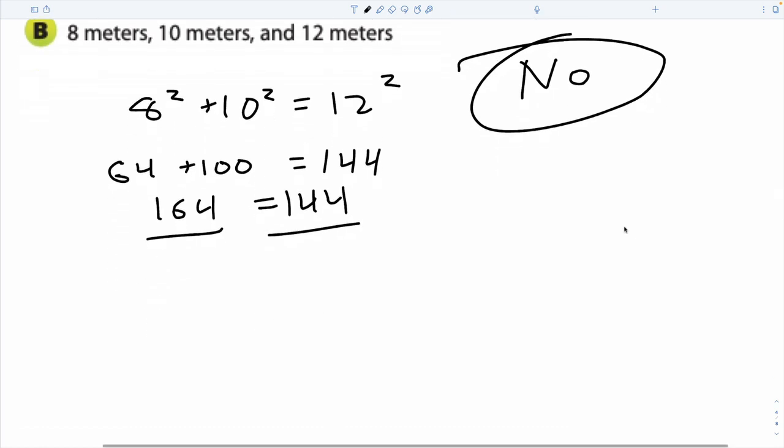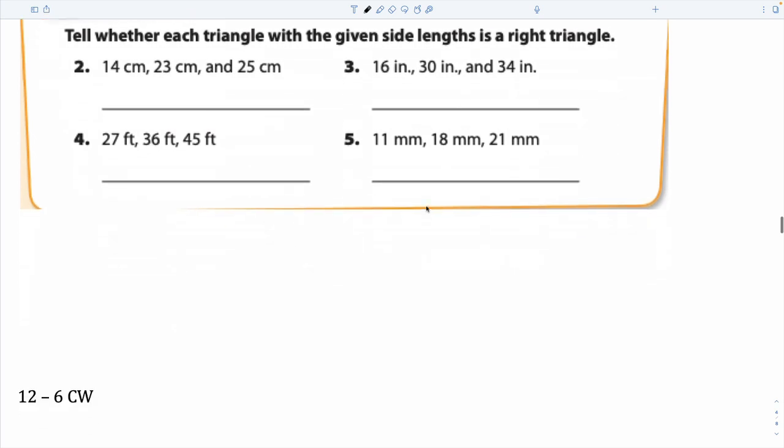It will still form a triangle. It's just going to be either an acute or an obtuse triangle. You try these on your own.